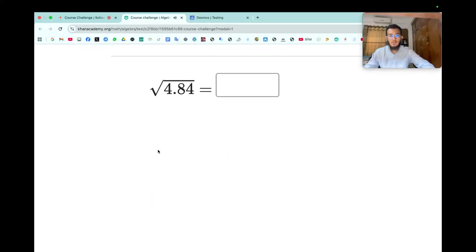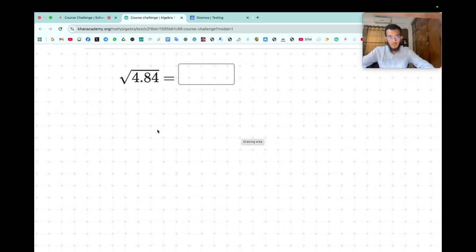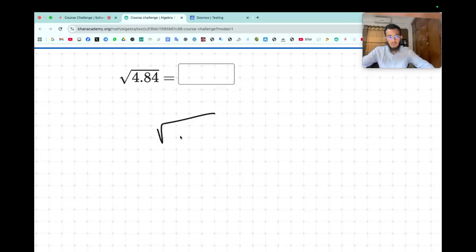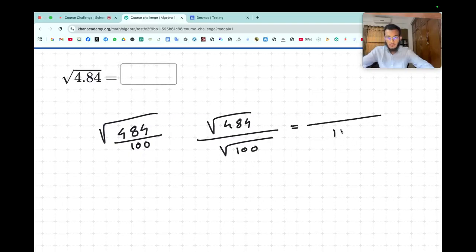All right, next question. What is root 4.84? Okay, so in order to solve this, we have to find the root of 4.84. So it means 484 divided by 100 if we remove the decimal places. So this can be written as root 484 divided by root 100. And we know that root 100 is 10.